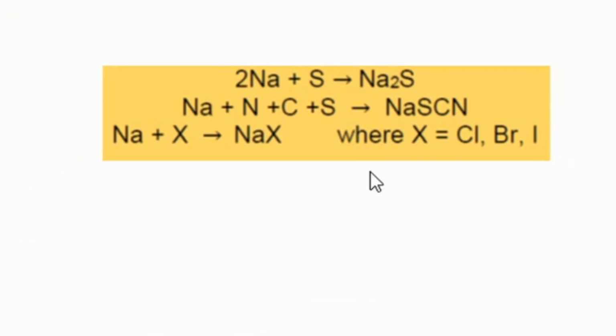So these are the reactions which take place when we heat the organic compound with the sodium. For example, if the organic compound contains sulfur, then sodium will react with the sulfur to make sodium sulfide. If the organic compound contains carbon, nitrogen and sulfur, they will mix up and make sodium thiocyanate. And if there is only halogen, sodium will react with the halogen to make sodium halide. So these are the different salts which are formed by heating with the sodium: sodium with sulfur, sodium sulfide; sodium with nitrogen, carbon, sulfur, sodium thiocyanate; and with the halogen it makes sodium halide. So we perform the test for these 3 elements separately.